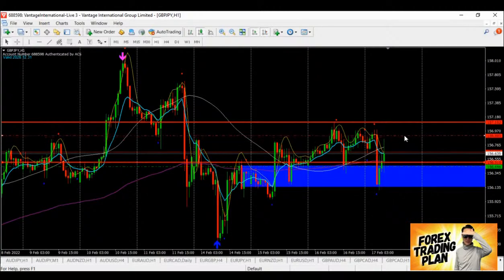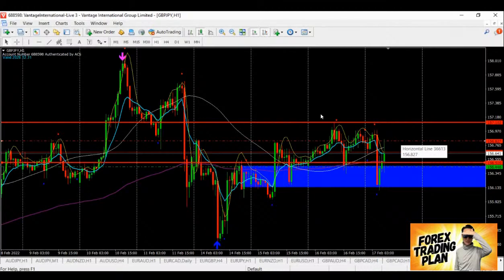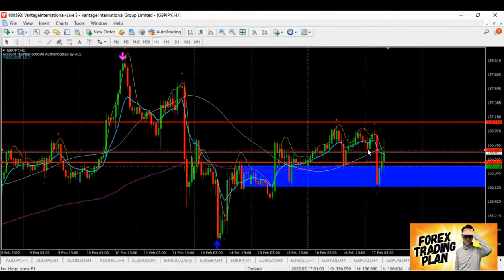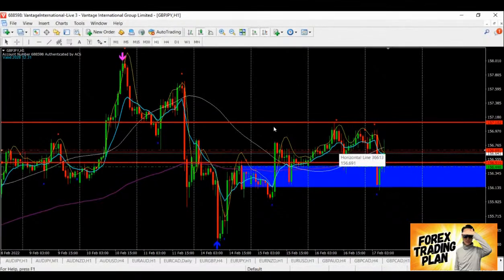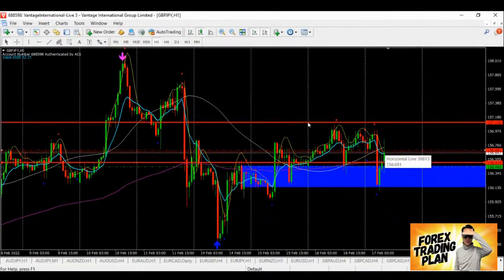Okay, resistance up here. The resistance tested, false breakout over here. Another one. Okay, so I would say the next resistance to look out for is this area, whereby the previous resistance has broken through to form a support. Now it breaks through again, and now people are selling off. So this may be the resistance area.